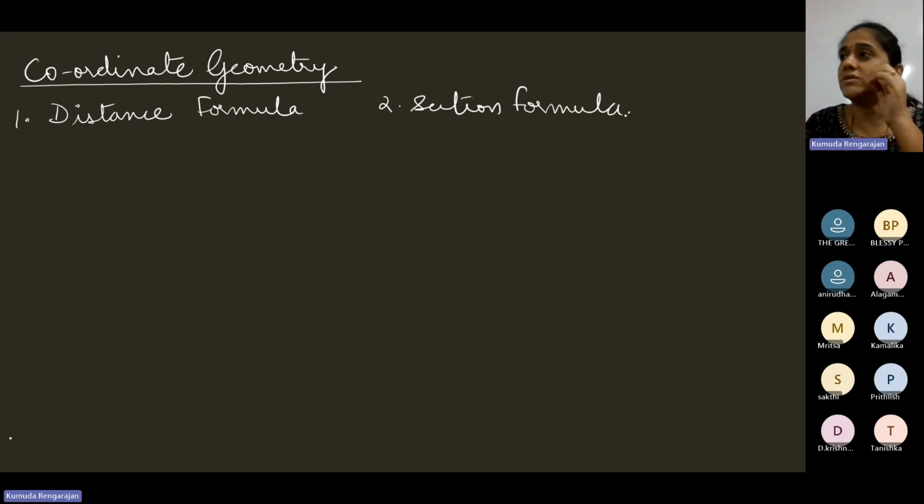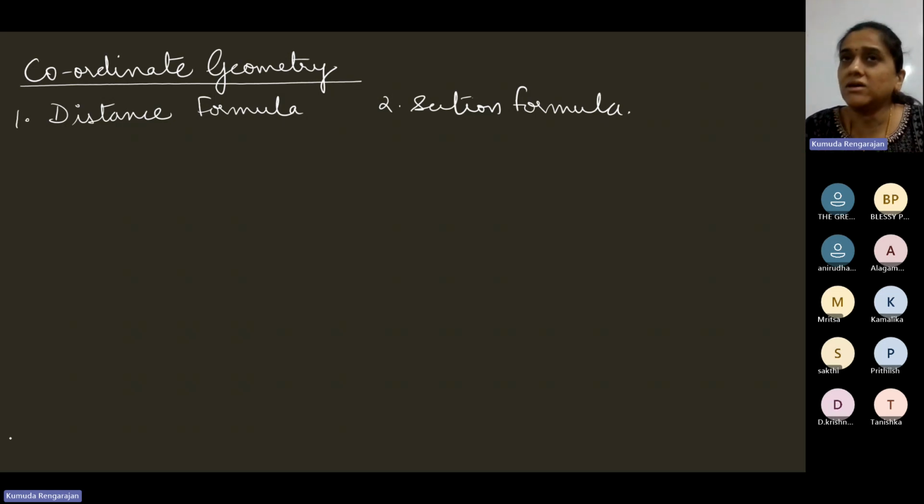Okay, so in this chapter, coordinate geometry, you'll be learning two different concepts. One is about the distance formula, and the other is about the section formula. All right. So, what is distance formula, and when do we have to use the distance formula? So distance formula is used to find the distance between 2 points in a Cartesian plane.